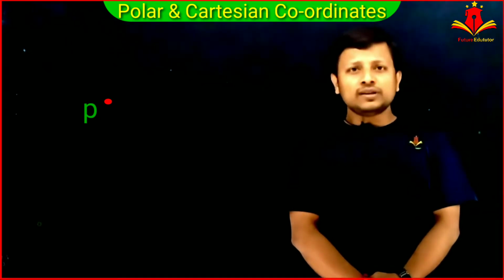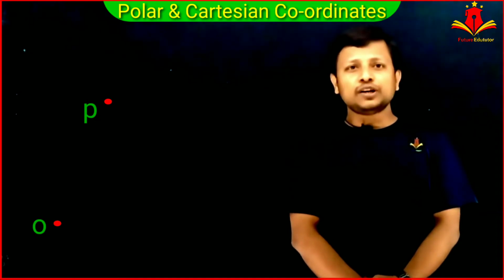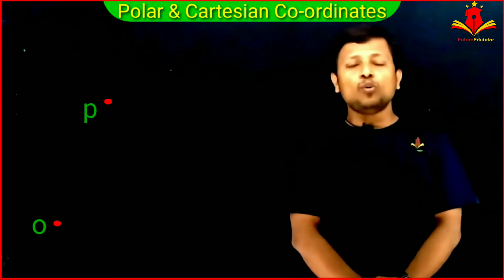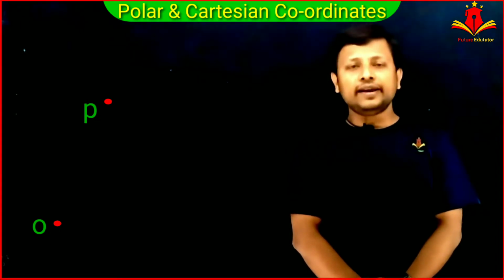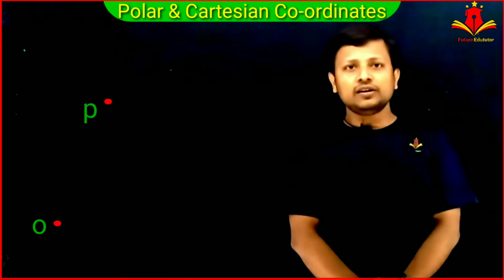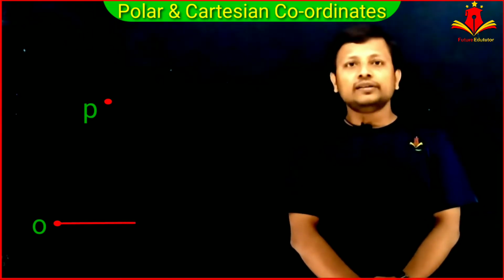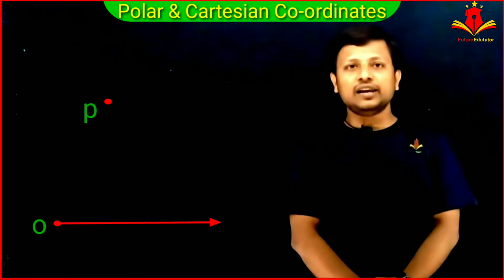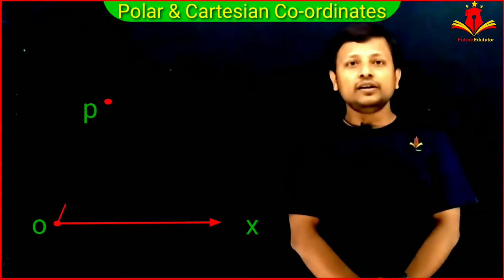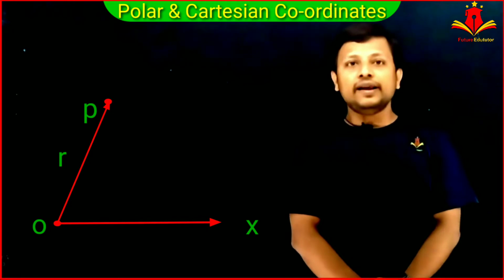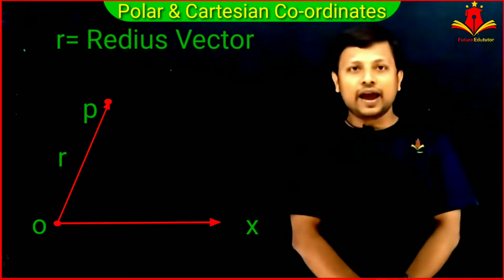Let O be a fixed point on the plane, and O is called the pole or origin. Take a fixed line OX, which is called the initial line, and we join O to P. Let the distance between O and P be r, and this r is called the radius vector.